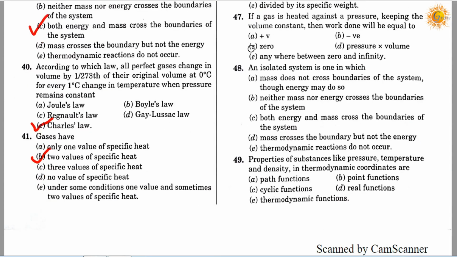Question number 47. If a gas is heated against a pressure keeping the volume constant, then work done will be equal to option A positive, option B negative, option C 0, option D pressure into volume, option E anywhere between 0 and infinity. So correct answer is C. It's 0.